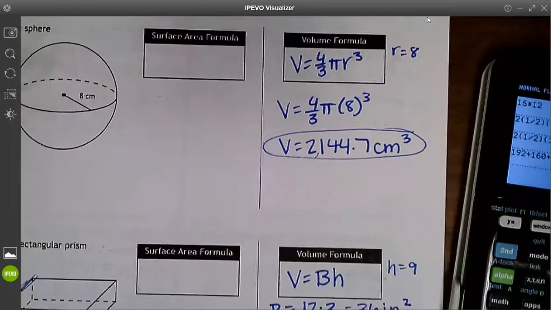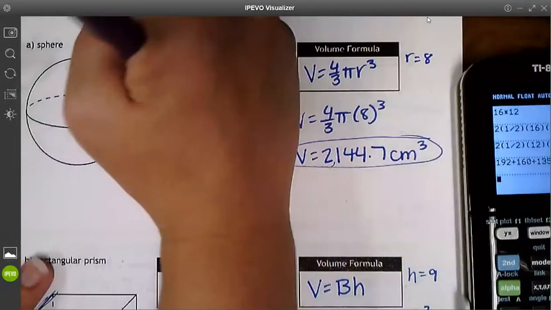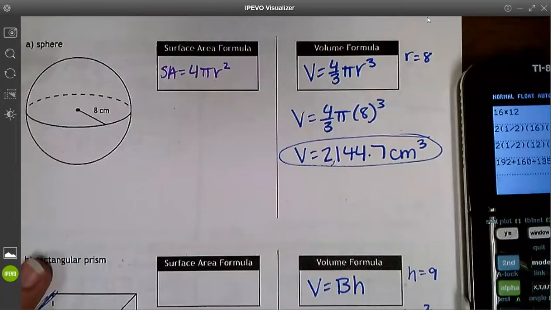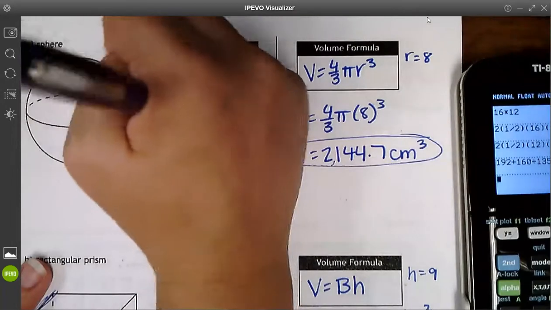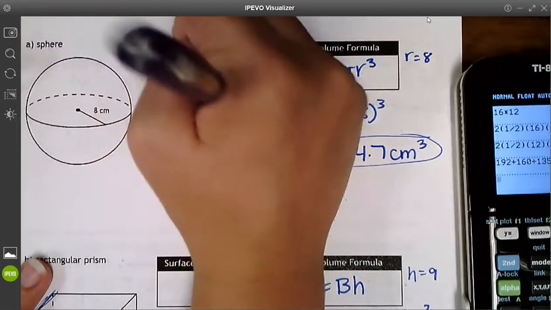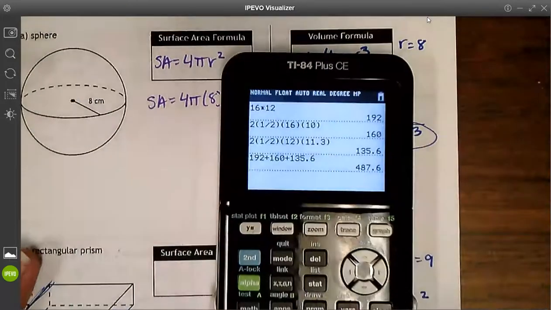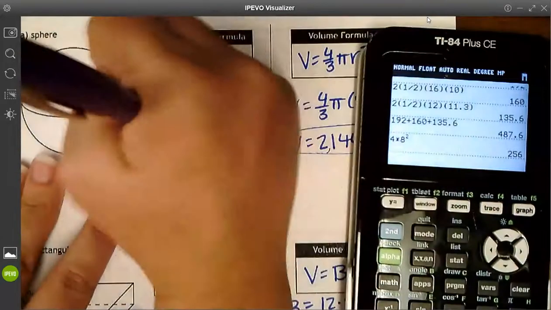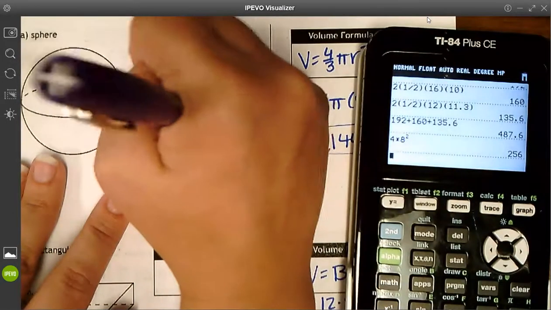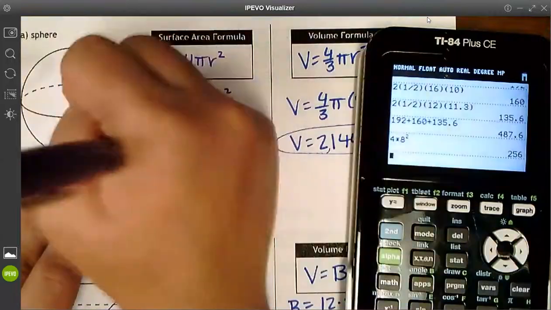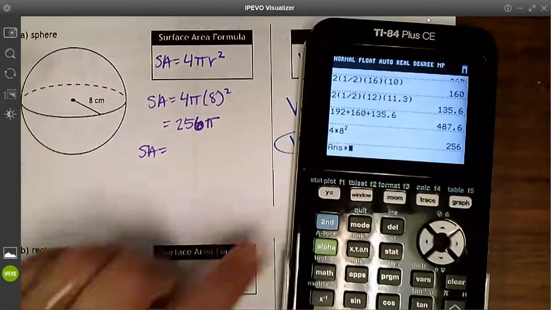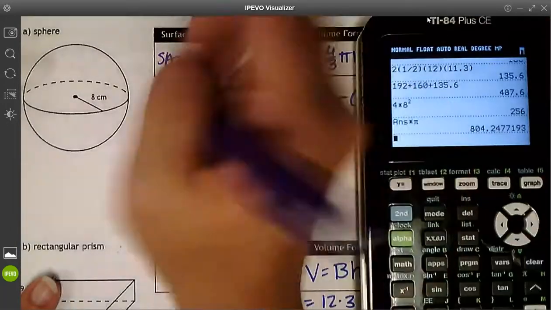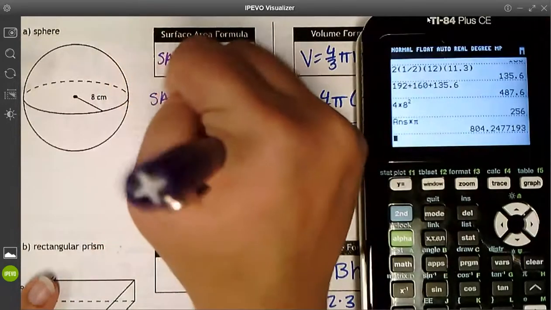Surface area of a sphere has the formula 4 pi r squared. My radius is 8, so I'm just plugging that in. Surface area is 4 pi times 8 squared. Plugging that into my calculator, 4 times 8 squared is 256. So if it said to leave it in terms of pi, you have 256 pi. Multiply that by pi and you'll get your exact answer, which is 804.2 centimeters squared.